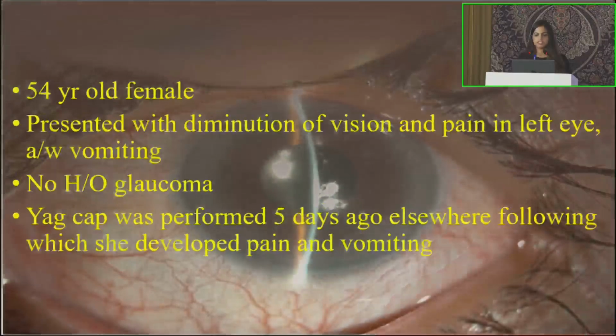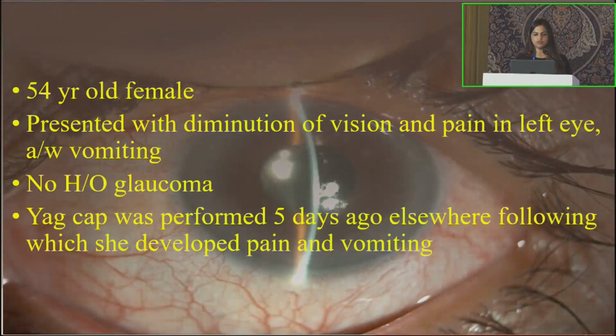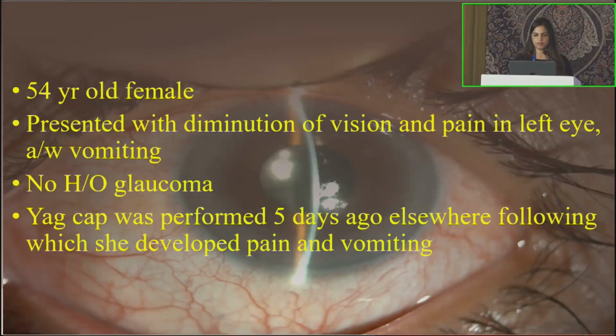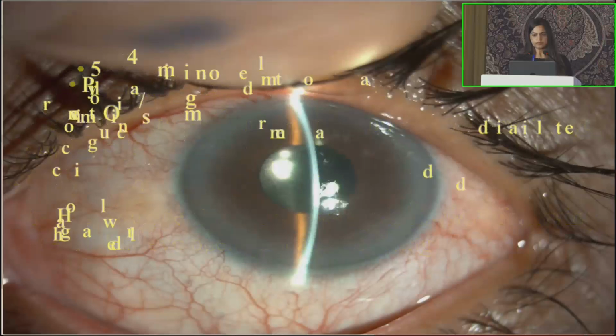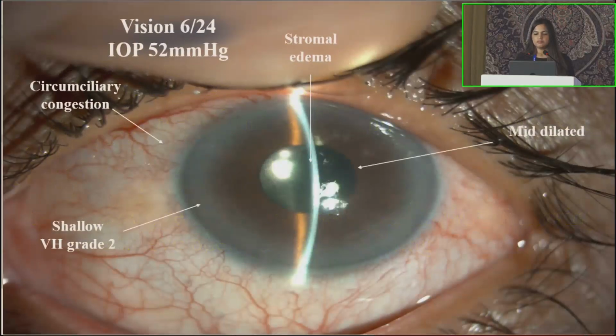Here I present a case of a 54-year-old female who presented with diminution of vision and pain in the left eye, which was associated with vomiting. There was no history of glaucoma. The relevant history was that YAG cap was performed 5 days ago elsewhere, following which she developed pain and vomiting. This was the presentation. The vision was 6/24 and the IOP was 52 mm of mercury.